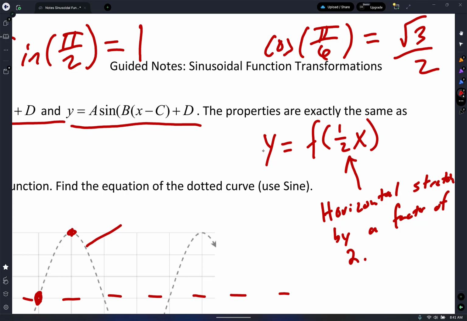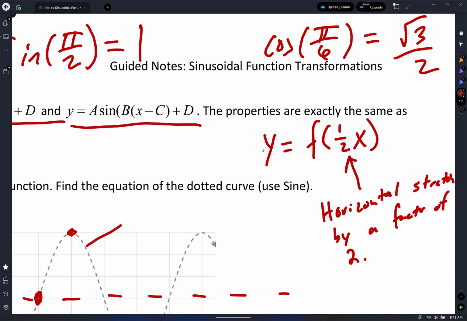I'm going to put a, let's see, a half. No, because that's going to compress it. No, I want to stretch it. I'll put a half there. Let's see, half of x. And look at that. Do you see that blue curve?